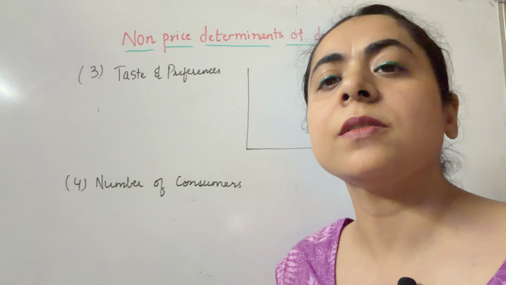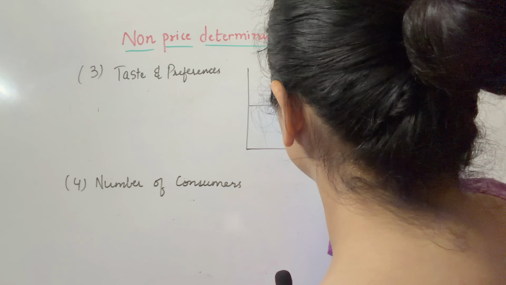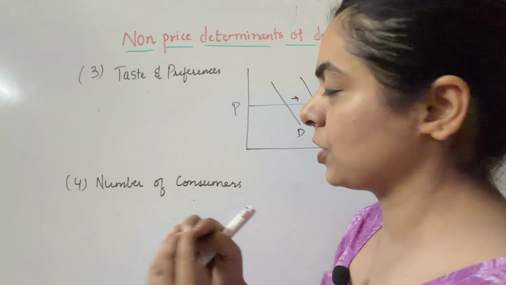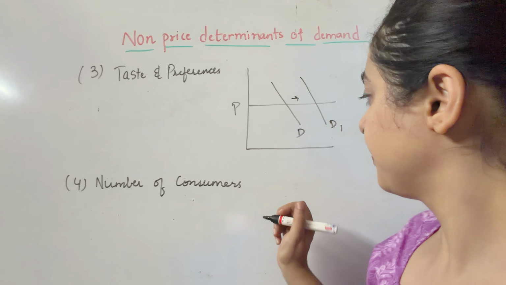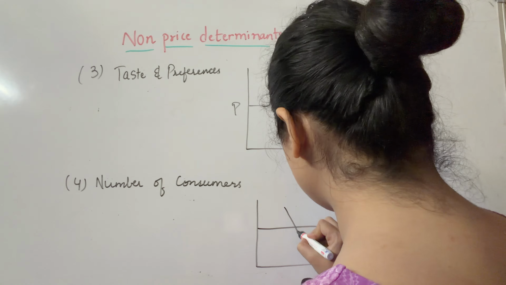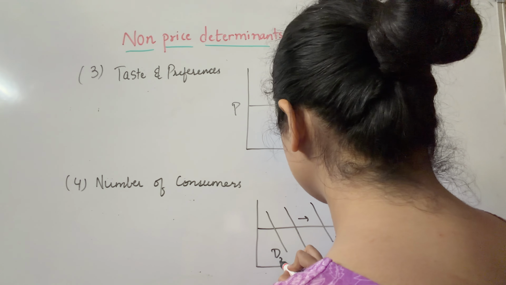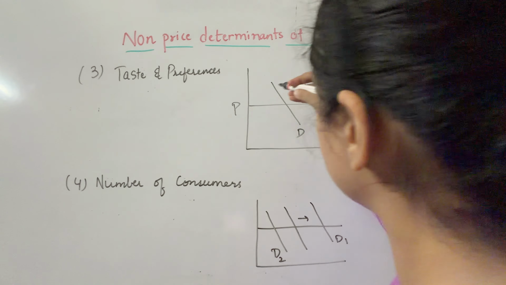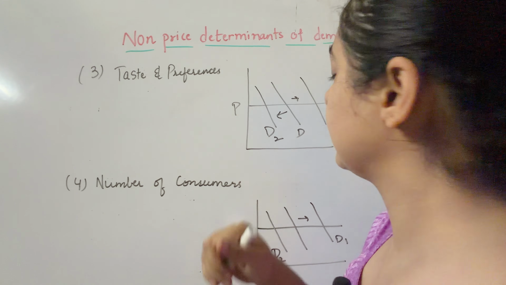Next is taste and preferences. If a good becomes popular, is in fashion, its demand shifts rightward. The demand curve shifts rightward with no corresponding change in the price of the product. Similarly, if we talk about number of consumers, if the number of consumers increases, demand shifts rightward, and if the number of consumers decreases, the demand curve shifts leftward. Same is with taste and preferences. If there is unfavorable taste and preference towards a product, then the demand curve will shift leftward.